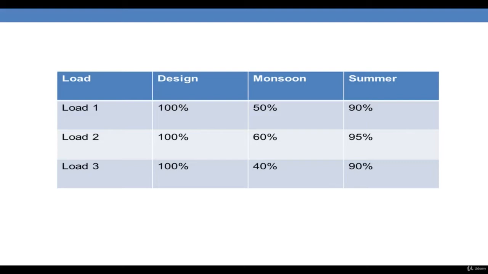During summer we have a large amount of consumption and we have our peaks during the summer, and load 1 becomes 90%, load 2 becomes 95%, and load 3 becomes 90% of the design values. So let us go back to ETAP to simulate this.